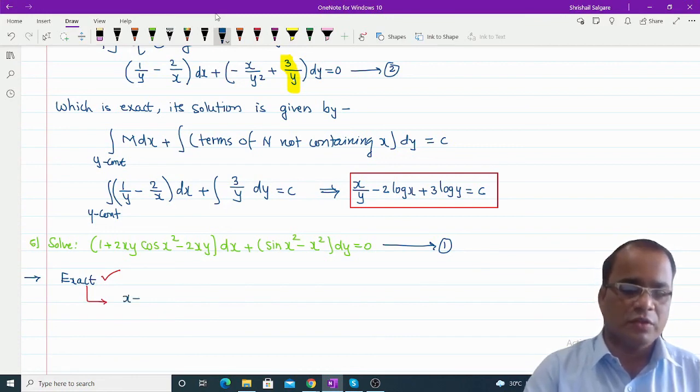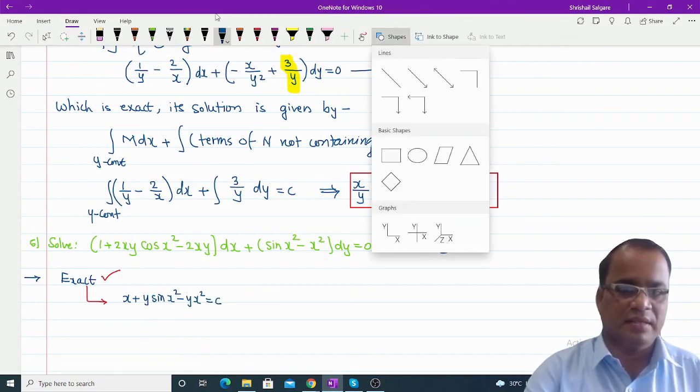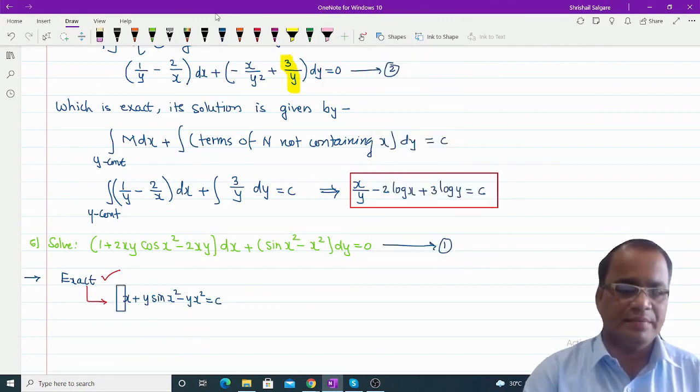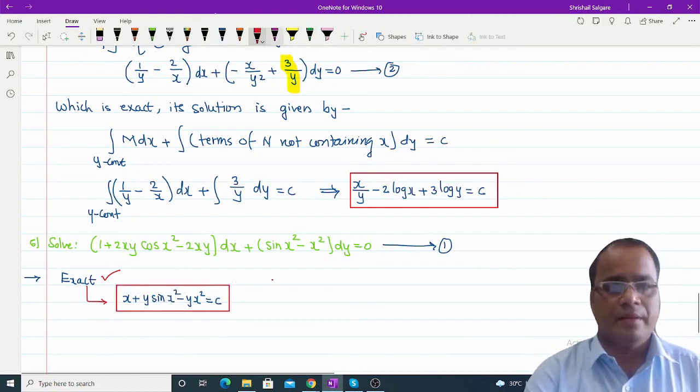If not, you have to verify your answer. The answer is x plus y into sine of x square minus y into x square equal to c. That is the final answer. Anyone obtained it? Yes, sir. Very good. Okay.